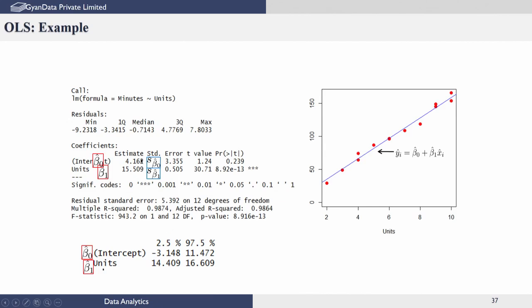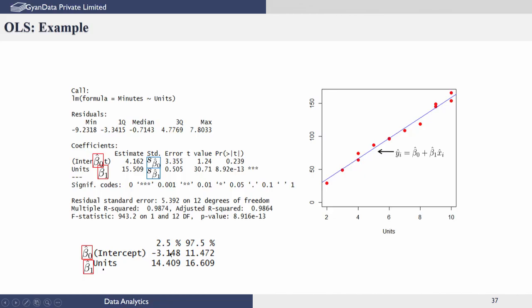You can also construct the confidence interval for beta naught and beta 1. From the earlier discussion, it is approximately the estimate plus or minus 2.18 times the standard error, that is 4.1 plus or minus 2.18 times 3.35, which gives the confidence interval minus 3.148 to 11.472. That means with 95% confidence we can claim that the true beta naught lies in this interval. Similarly, we can construct the 95% confidence interval for beta 1 hat, and it turns out to be 15 plus or minus approximately 2 times 0.5, which is 14 to 16.6.